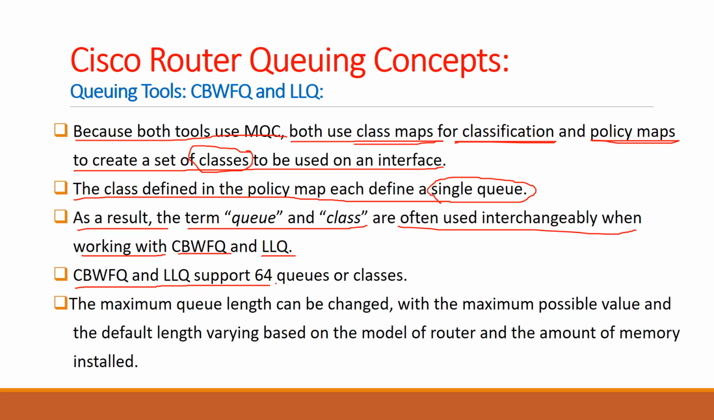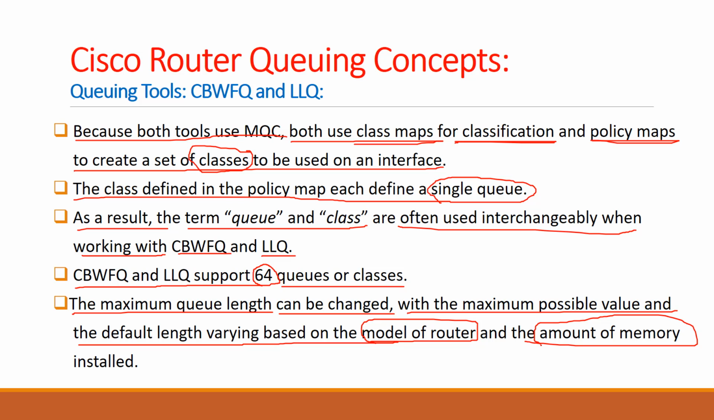Both tools support up to 64 queues or classes. So you can configure up to 64 queues or classes for both tools. But the maximum queue length can be changed, with the maximum possible value and the default length varying based on the model of the router and the amount of memory installed. So the number of packets inside each queue can be changed based on the model of the router and the amount of memory installed.